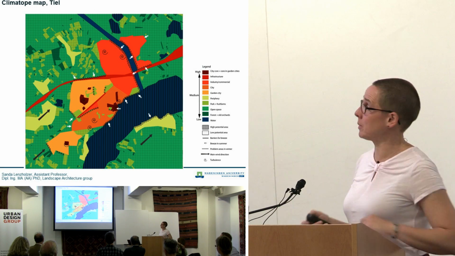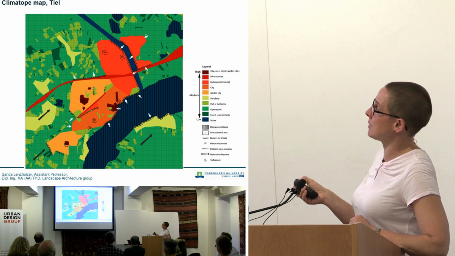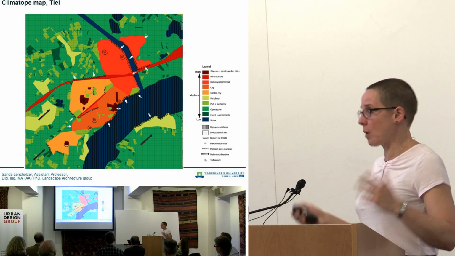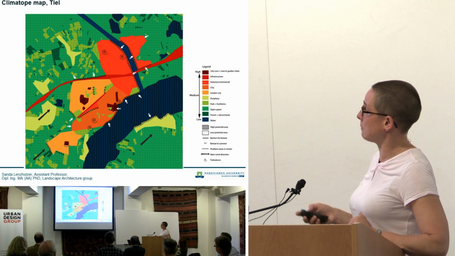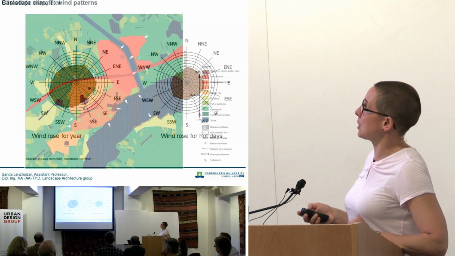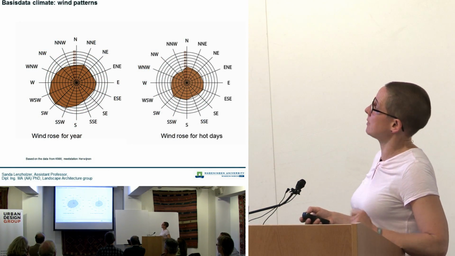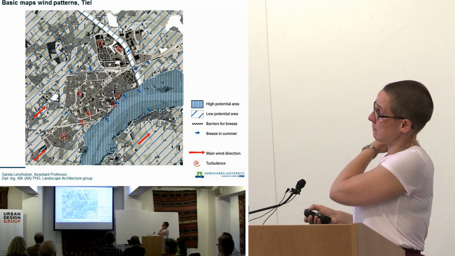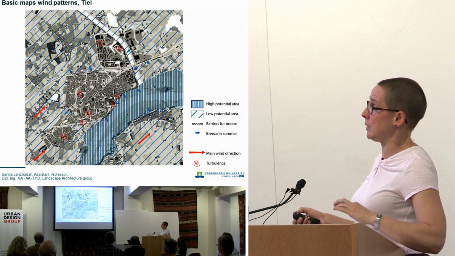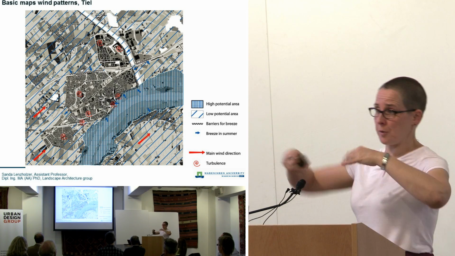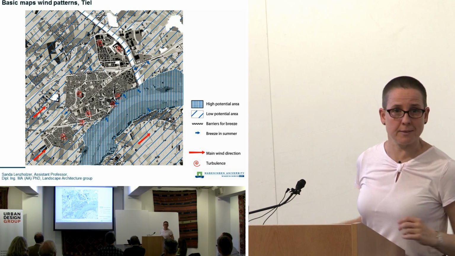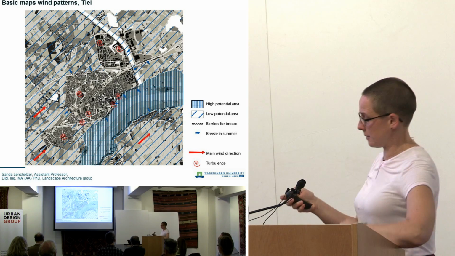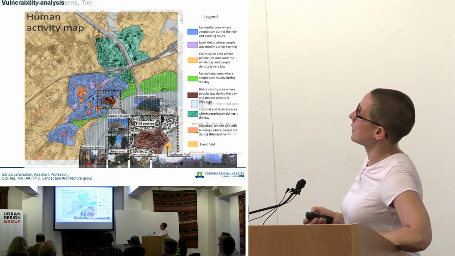such a climatope map. And they identified the areas where you have higher densities and more heat problems, the wind problems, etc. And they also analyzed the wind patterns around the city and made a wind map about that, looking at where do we have problems, where do we get a lot of turbulences with all these downwash winds, etc. And also where can we maybe generate these local breezes.